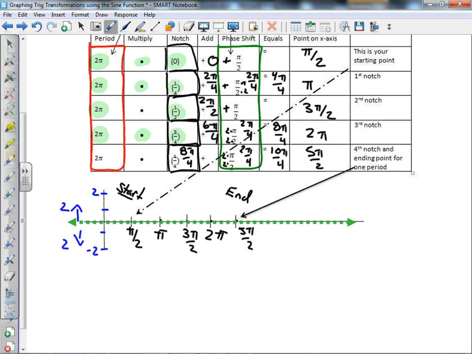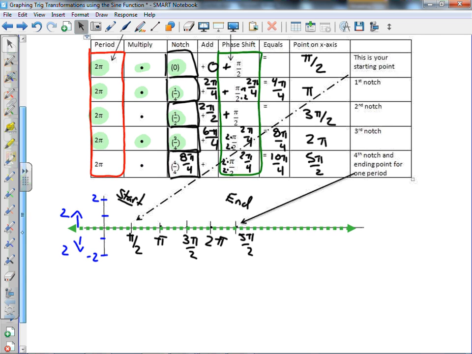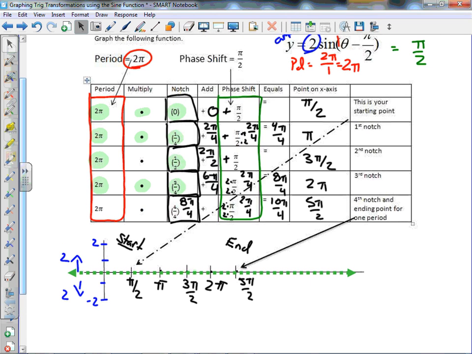Now, we just draw in our parent function of what we learned in our previous lesson about how to graph the sine function. So our sine function at pi over 2 is going to be on the midline. At pi, it'll be at the top amplitude. 3 pi over 2 will be on the midline. At 2 pi, it'll be down at the bottom amplitude. And at 5 pi over 2, we'll be back on the midline. And we'll draw in our sine function. So that gives us y equals 2 sine, parentheses, theta minus pi over 2.